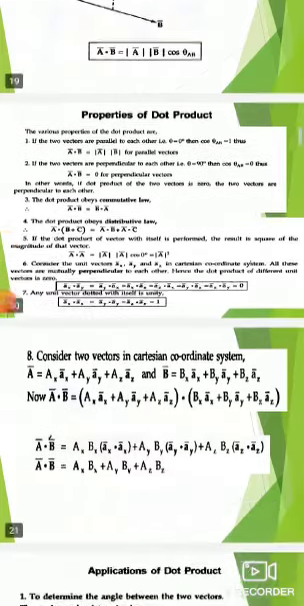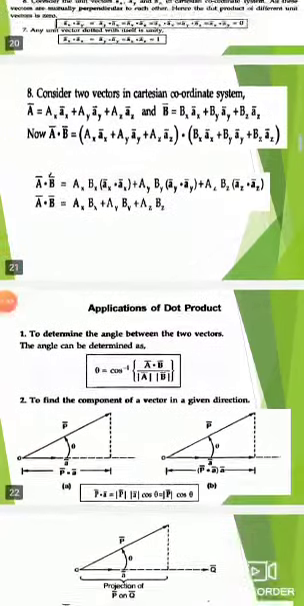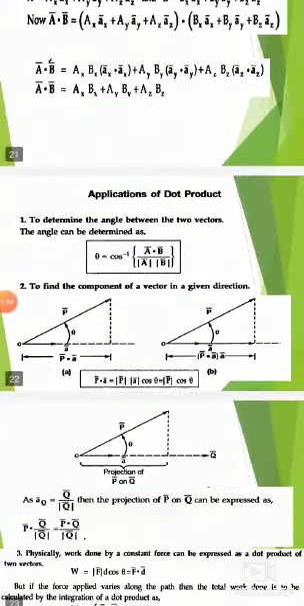Then we represent these vectors in the Cartesian coordinate system as a vector and b vector, and find out a vector dot b vector. Then for the applications of the dot product, here we are finding out 3 things: the angle between two vectors and also the component of the vector. To find the angle between two vectors, theta is equal to cos inverse of a vector dot b vector divided by mod a vector mod b vector.